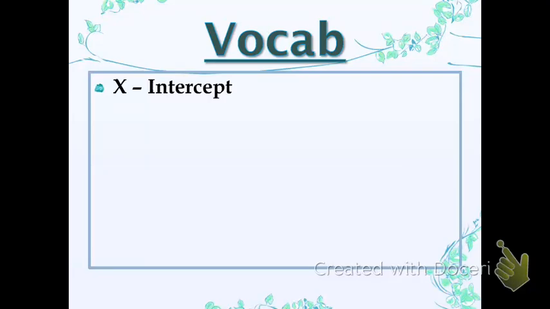Next, we're going to look at how to graph lines a different way. We've already learned how to graph with a table. Now we're going to learn how to graph with something called the intercepts. There is an x-intercept and a y-intercept.